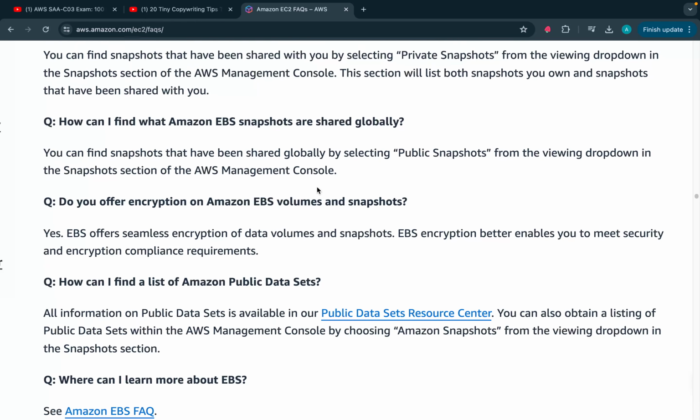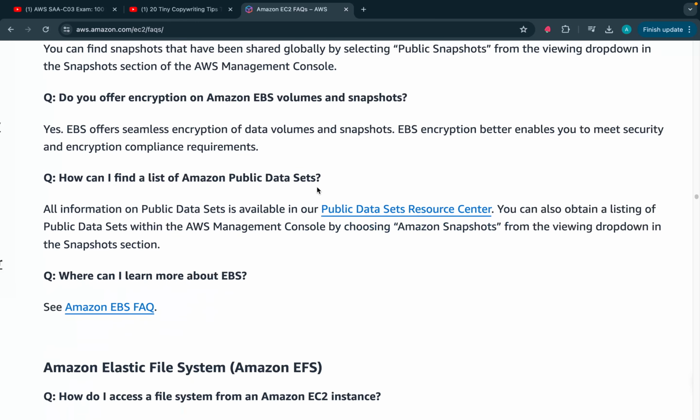Do you offer encryption on Amazon EBS volumes and snapshots? Yes, EBS offers seamless encryption of data volumes and snapshots. EBS encryption better enables you to meet security and encryption compliance requirements. How can I find a list of Amazon public datasets? All information on public datasets is available in our public datasets resource center. You can also obtain a listing of public datasets within the AWS Management Console by choosing Amazon Snapshots from the viewing dropdown in the Snapshot section.